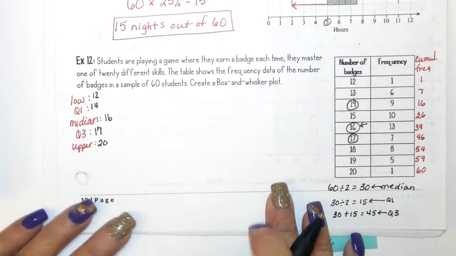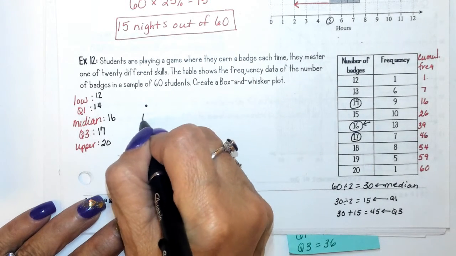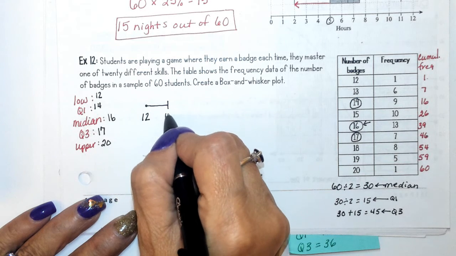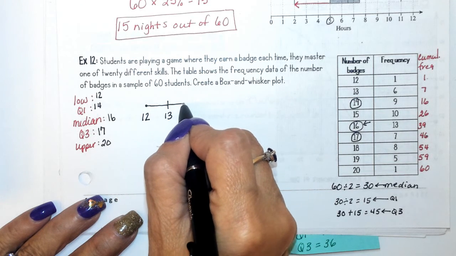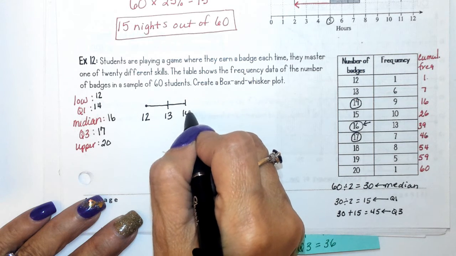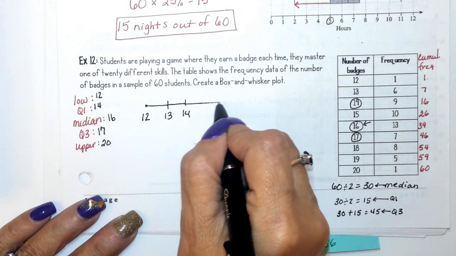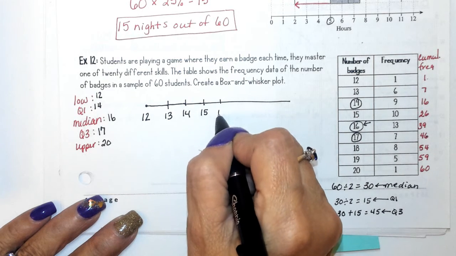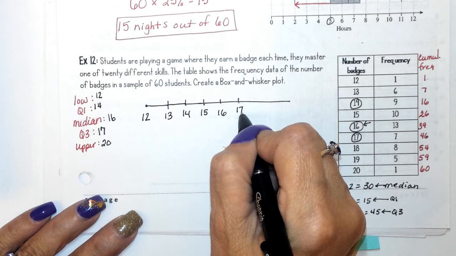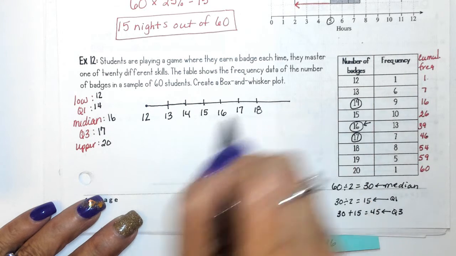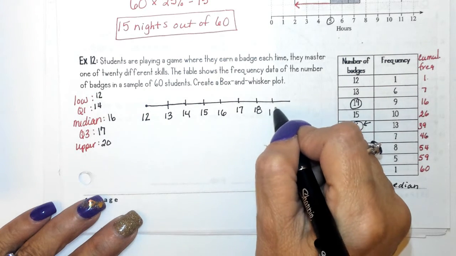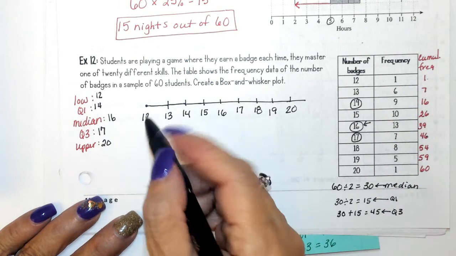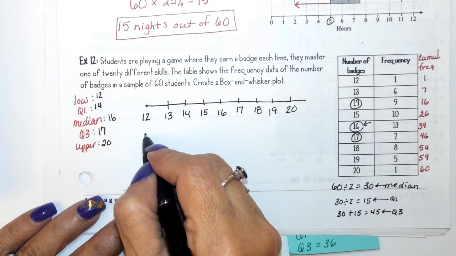And now I can do my box and whisker. All right. Lower boundary is 12. I'm going to say 13 right here, 14. Actually, let me just draw that. 15, 16, 17, 18, 19, 20. All right. We're starting at 12.